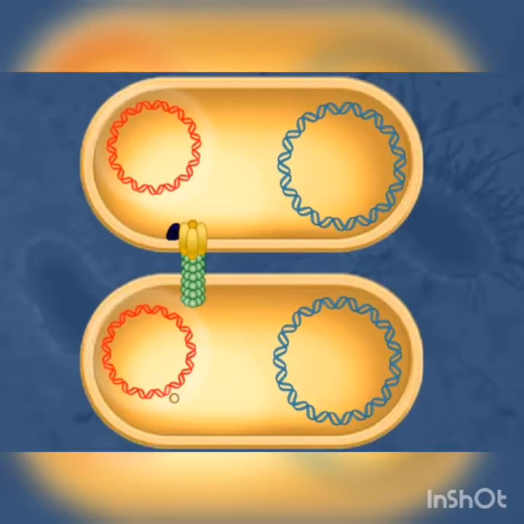In the end, both cells wind up with a complete double-stranded copy of the F factor. Their connection through the pilus is released, and each is now an F+ cell that can go on to conjugate with other cells.